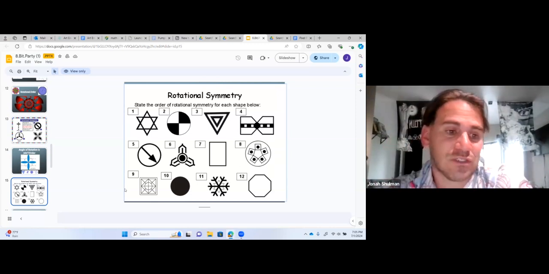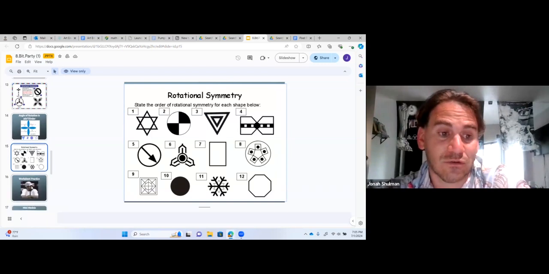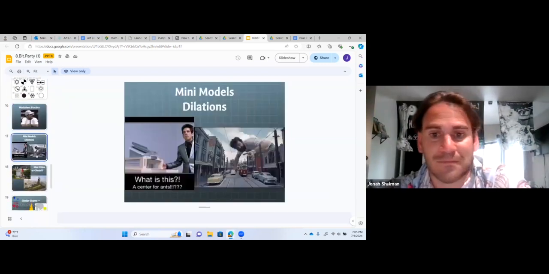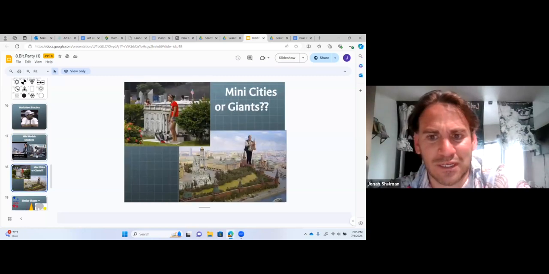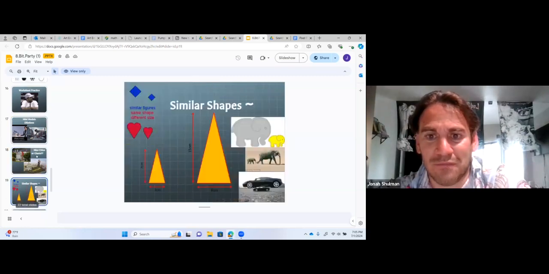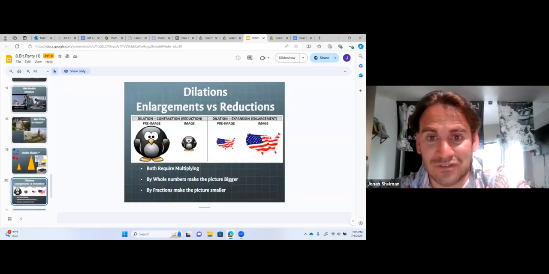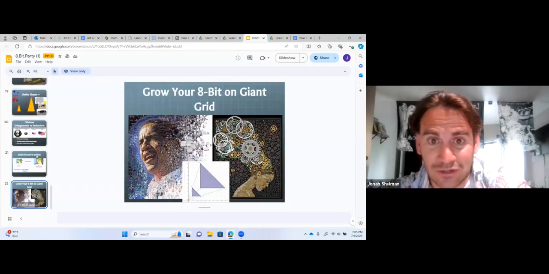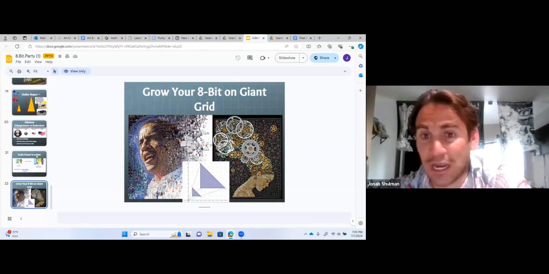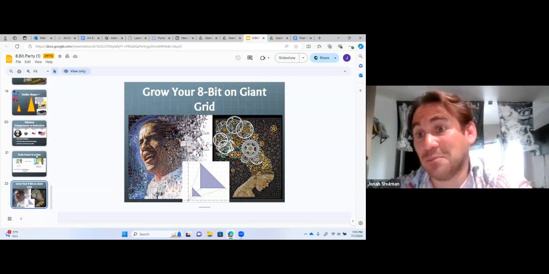So I just think it's really interesting for students to do this and then do it with their own. All right. Then they got to dilate it. And I know I showed you pictures of it. So they got to make really big dilations. And dilation is just making it bigger or smaller, but it's exactly the same. They got to pick a scale factor. They got to draw on giant graph paper, and then they got to make it.